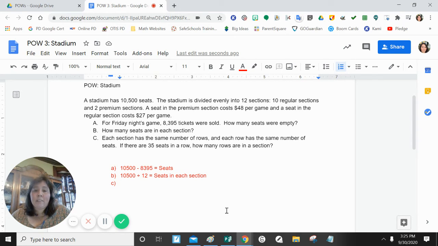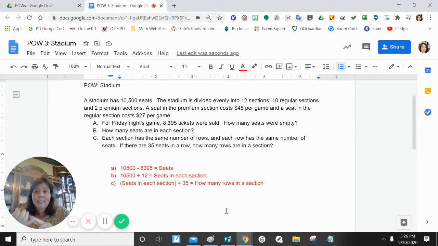So I have to take the number of seats in that section and divide it by 35. So I'm going to write seats in each section because that is my variable. And I'm dividing it by 35 because there's 35 seats in a row. And this will tell me how many rows in a section. So that is what you have to do to solve your POW.